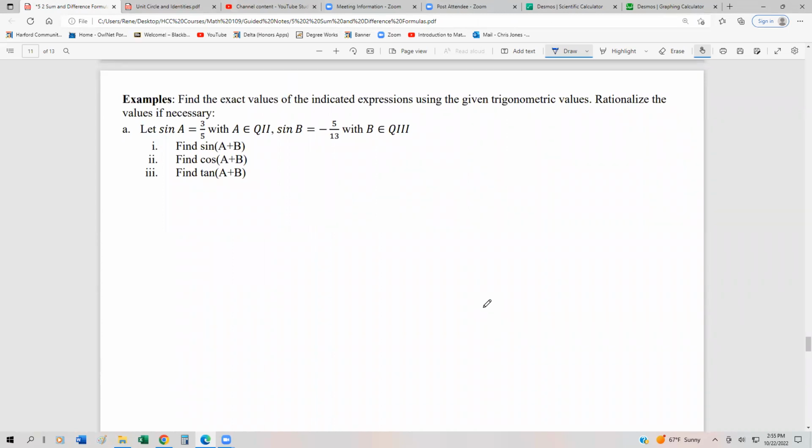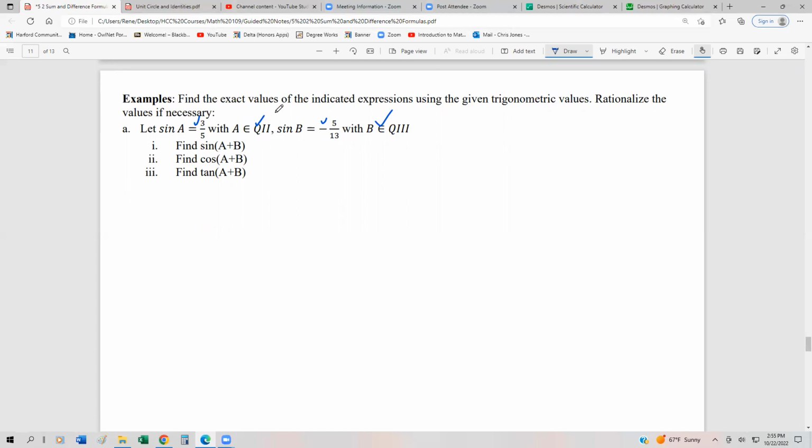Now, another set of examples is where we're given two of the values. We're given two values of a trigonometric function, and we're asked to figure out some other stuff about the angles. So sine of a plus b, cos of a plus b, and also to rationalize what's necessary. So sine of A is 3/5, and A is in quadrant 2, and B is negative 5/13, and B is in quadrant 3.